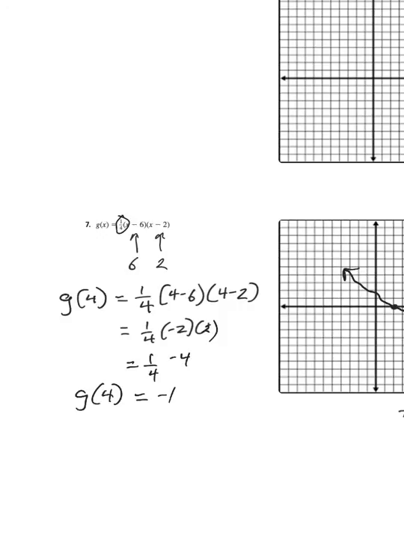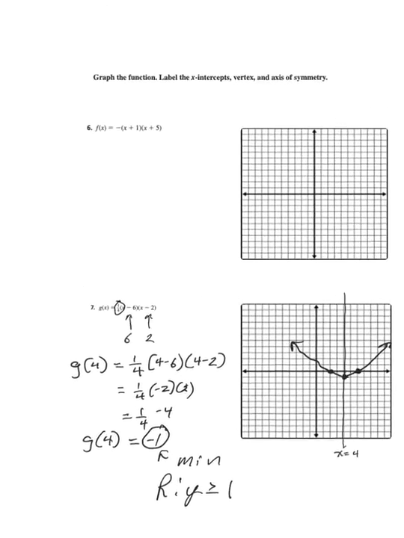So let's go ahead. We know it's decreasing to the left of 4 and increasing to the right of 4. We also can see that the value -1 is a minimum, and therefore the range is y is going to be greater than or equal to -1.